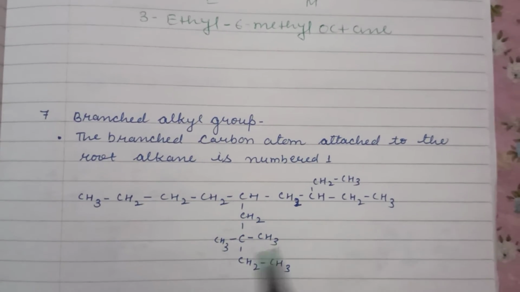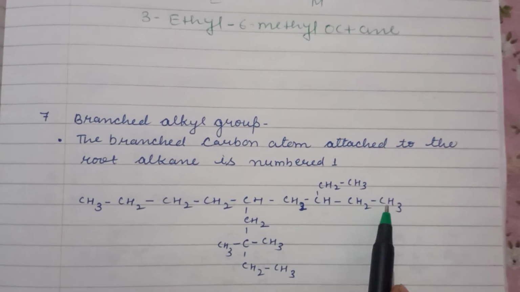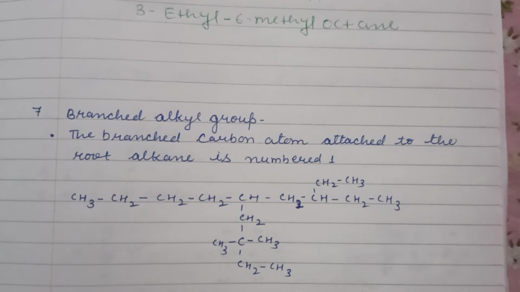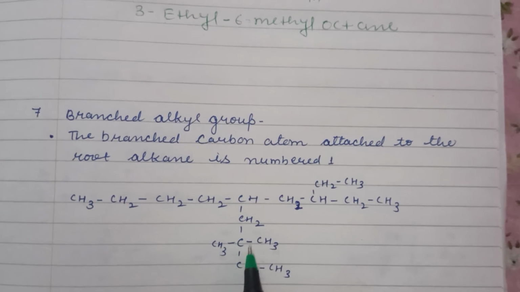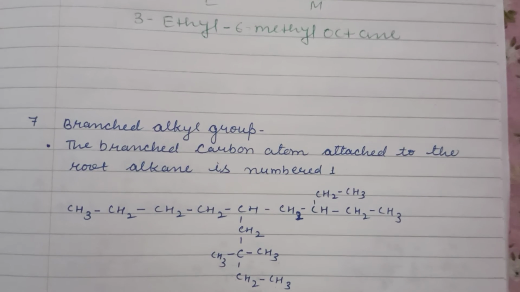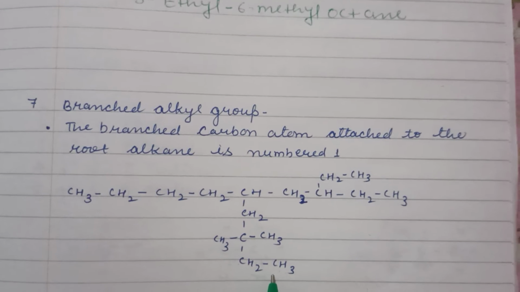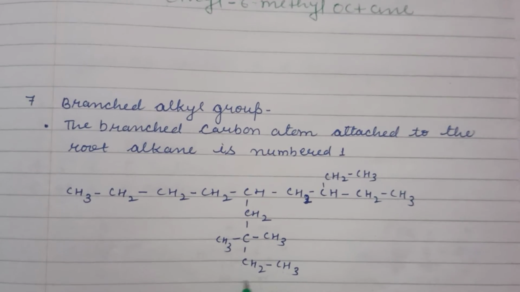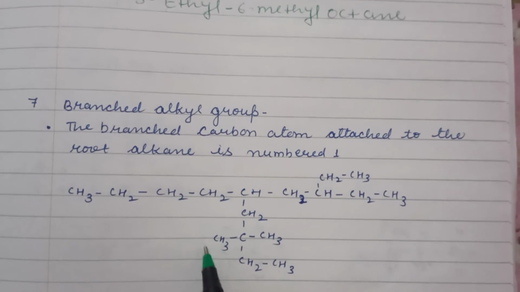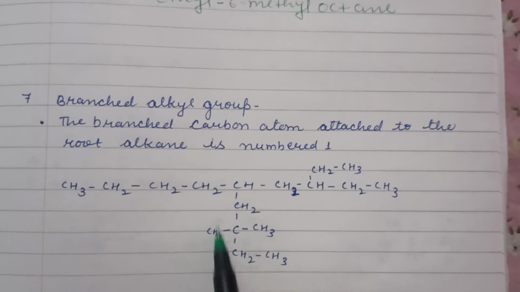Longest chain first we have to select. 1, 2, 3, 4, 5, 6, 7, 8, 9. 1, 2, 3, 4, 5, 6, 7, 8, 9. Okay, 9 carbon chain. We have 9 this side also and this side. But to which chain we will give preference? We have to give the chain preference which contains larger number of branches. So here only one branch, but here you are seeing that 2 branches. So we have to give preference to this one.